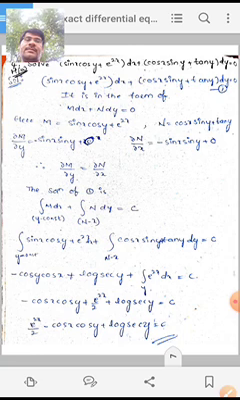Solve the differential equation M dx + N dy = 0, where M = sin x cos y + e^(2x), N = cos x sin y + tan y. Here ∂M/∂y is equal to minus sin x sin y. ∂N/∂x is equal to tan y is 0, minus sin x sin y. Here both are equal, ∂M/∂y is equal to ∂N/∂x. The solution is the integration of M dx plus the integration of N dy is equal to c.